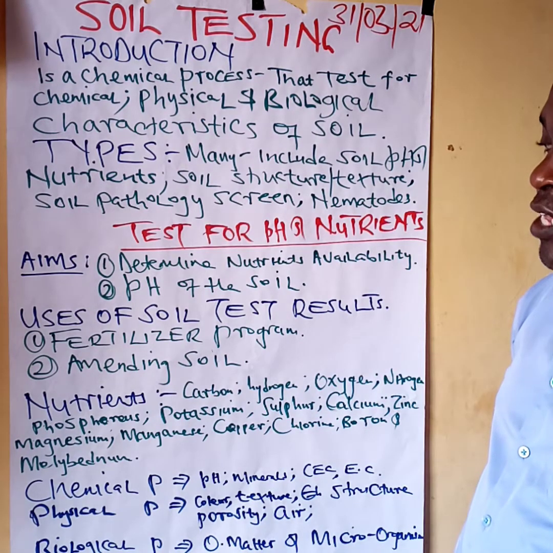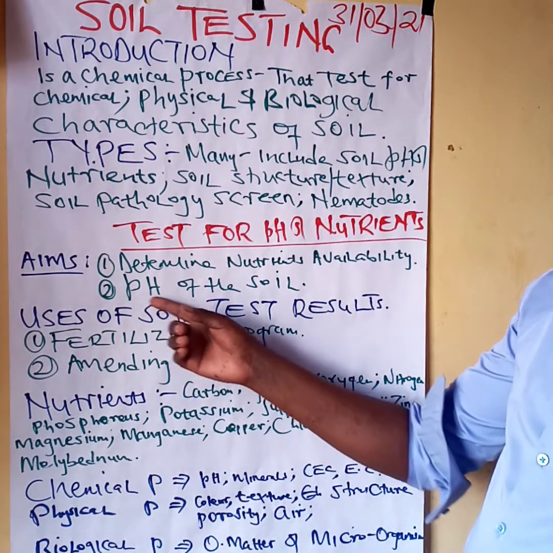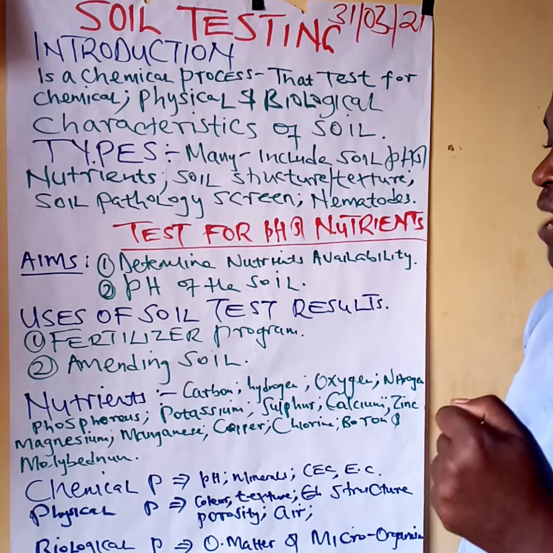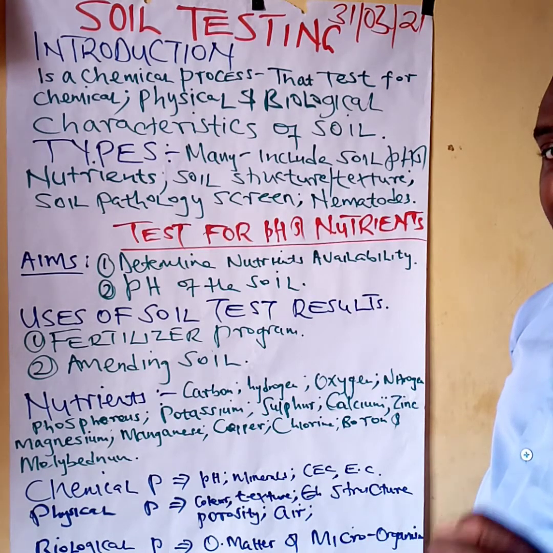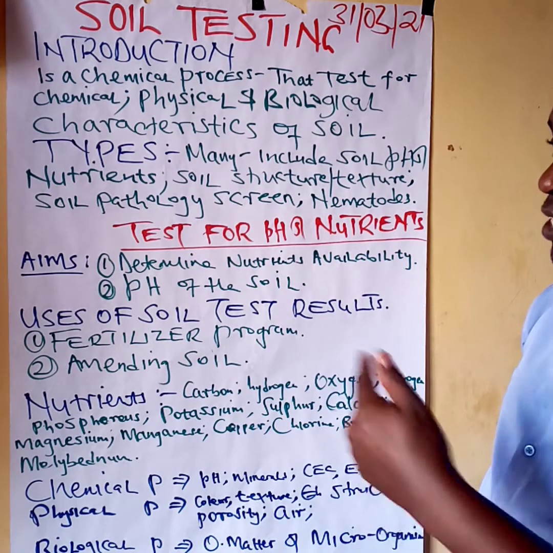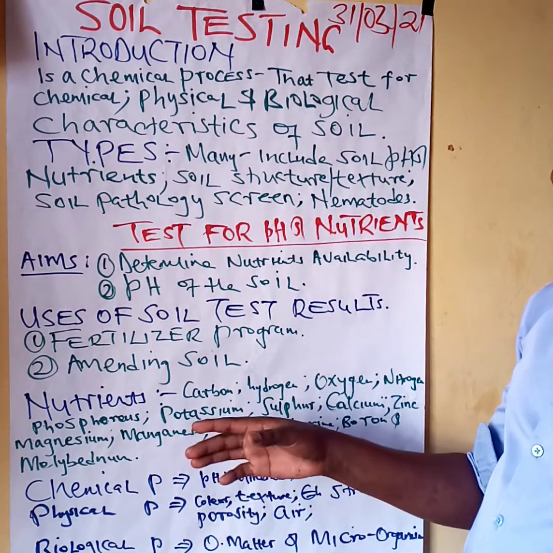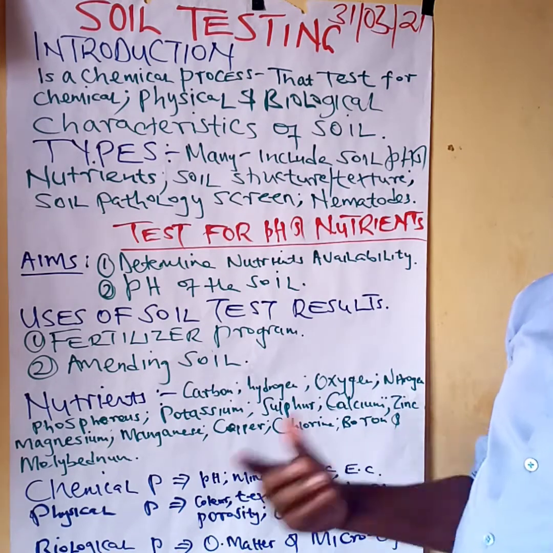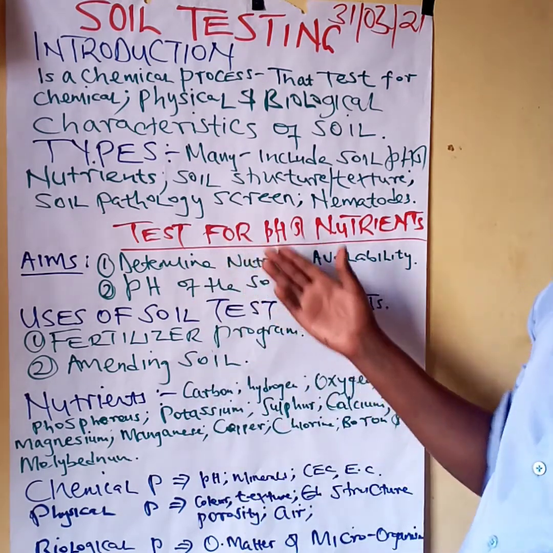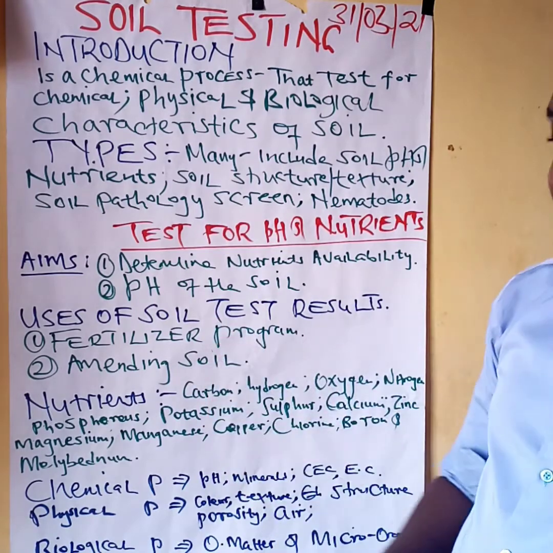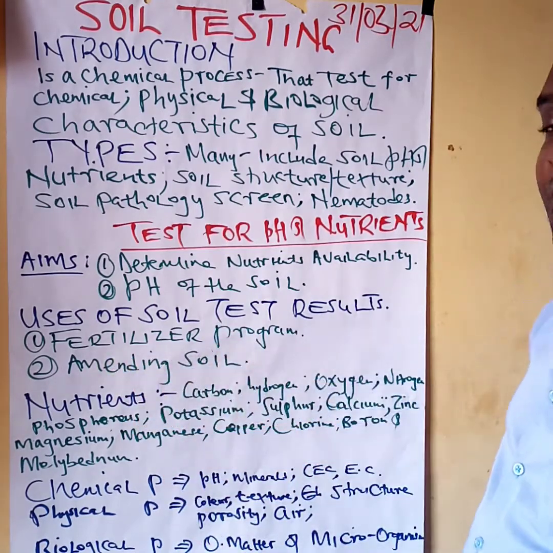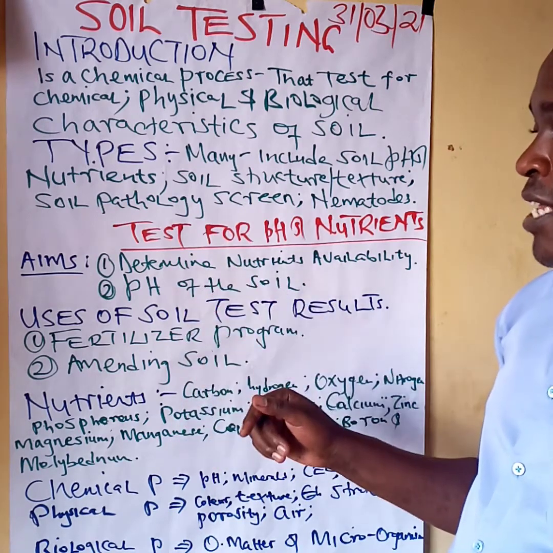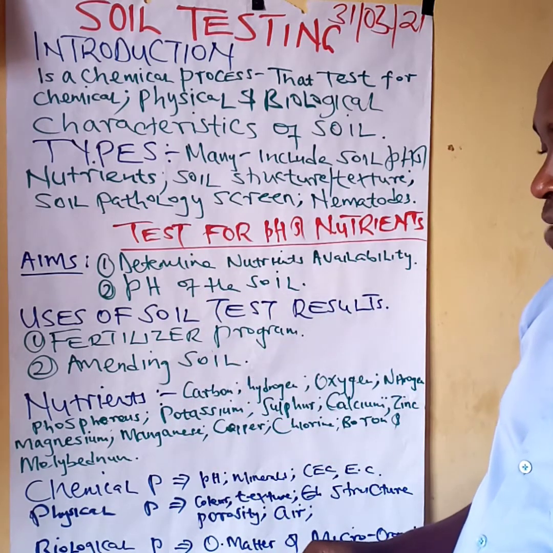Another reason we do the soil test is that we want to know the pH of the soil. The pH is a major factor in crop production, which I will explain later. Now, assume we get the result. How do you use it? After testing the soil and getting the result, it will help us come up with what we call the fertilizer program, which will be based on the available nutrients and the pH.